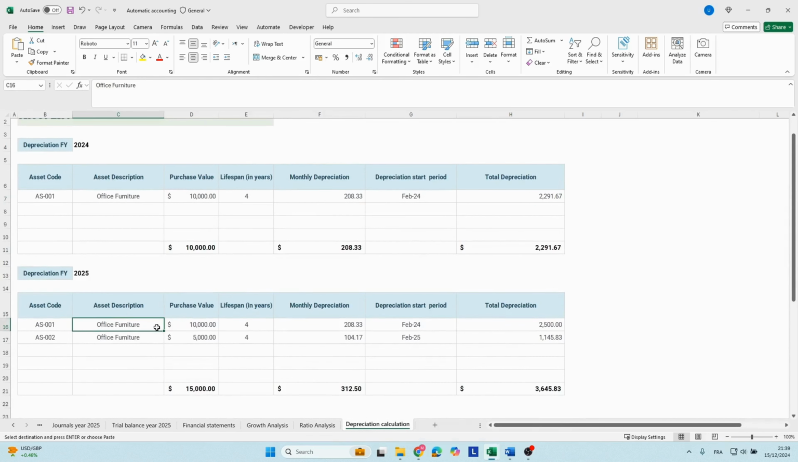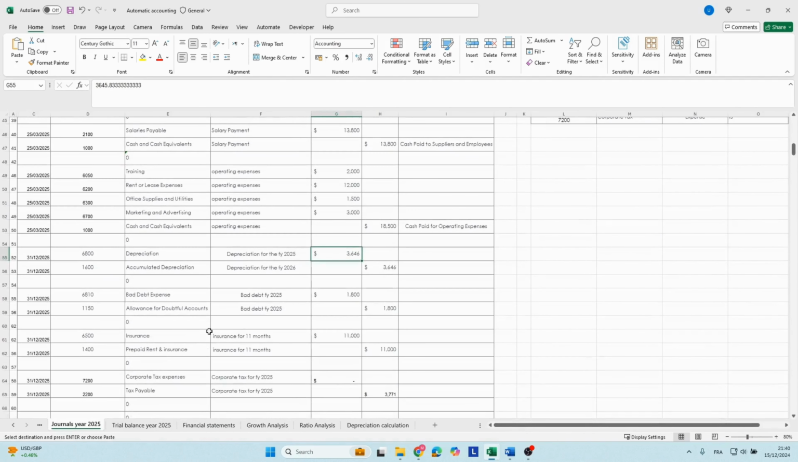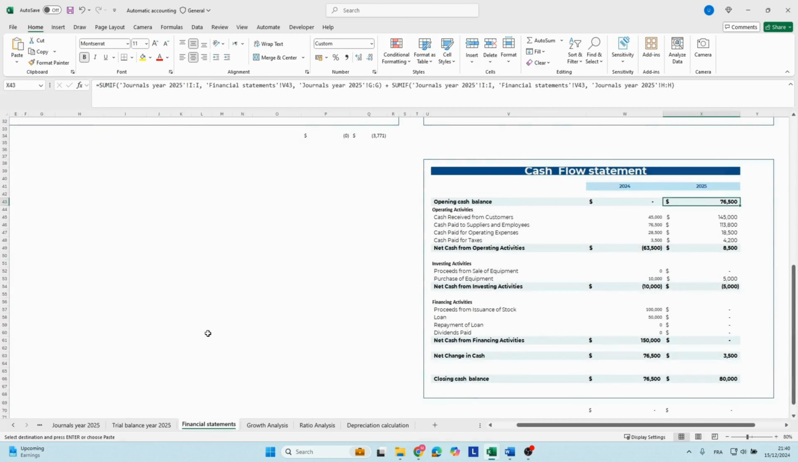So there was last year purchase, then we add this year purchase. You can see that we multiply by 12 because the equipment was purchased the last year. So this year we calculate depreciation for 12 months. Here we have a new office furniture that we purchased in February. So we calculate for 11 months. This account will be booked depreciation for the year, and our accumulated depreciation increase.